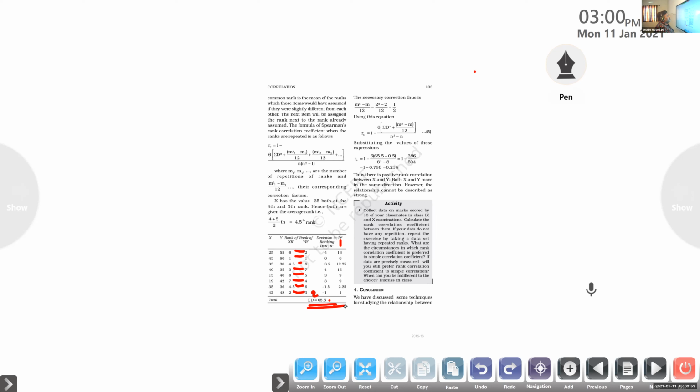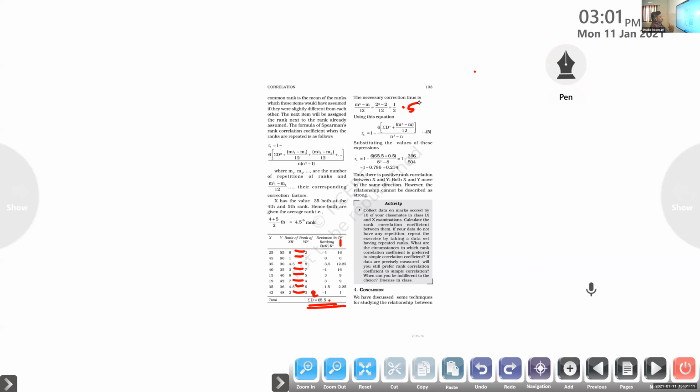Clear? So one value is repeating, right? How many times it is repeating? 2 times it is repeating. So you want to write 2 cubed minus 2 divided by 12, that is 1 by 2. Okay, 1 by 2. So write that. 1 by 2 means 0.5.